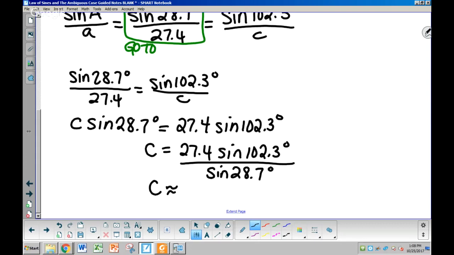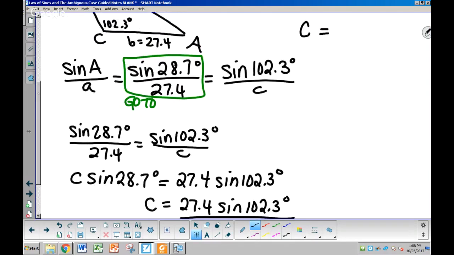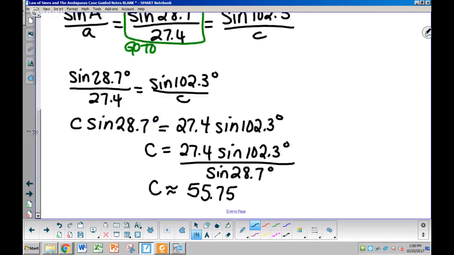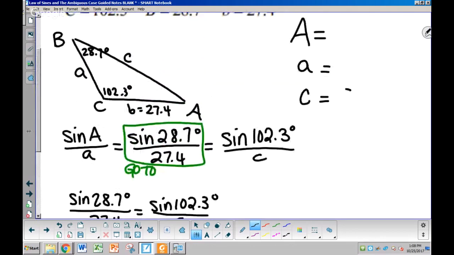55.75. Say it again. 55.75. It's pretty long. But I would expect C to be longer. 55.75? Yes.